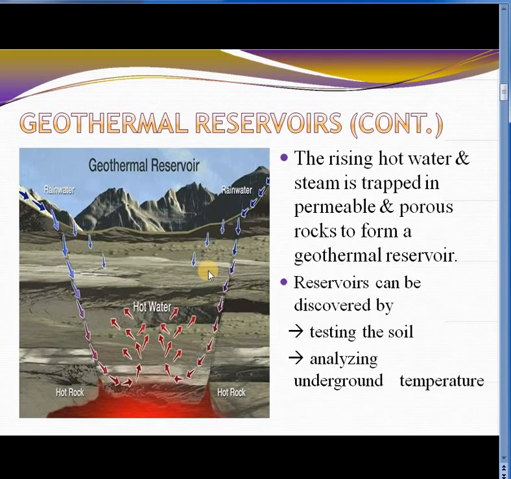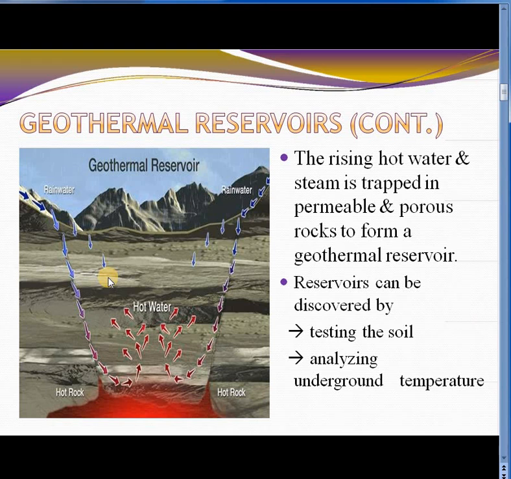Okay, so now see how this geothermal reservoir is formed. The hot water will be rising from the innermost layer, that is the inner core or from magma. It is rising and it is trapped in permeable or porous rock. So here, if you see, there is a layer which will have your rocky area.